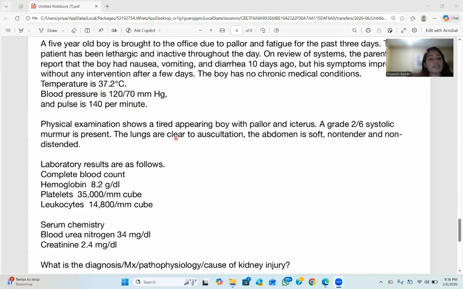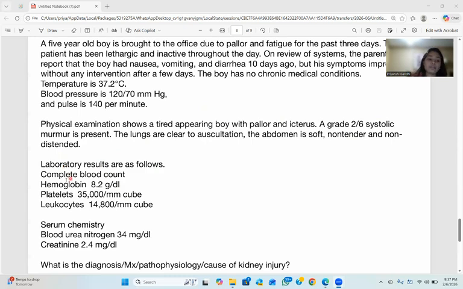On physical examination, there is a tired appearing boy with some pallor, icterus, and a grade 2/6 systolic murmur is present. This is important to remember that a grade of less than or equal to 3/6 systolic murmur is often considered benign. And in this case, it will be mostly anemia as the cause as we go ahead. The lungs are clear to auscultation. The abdomen is soft, non-tender, and not distended.